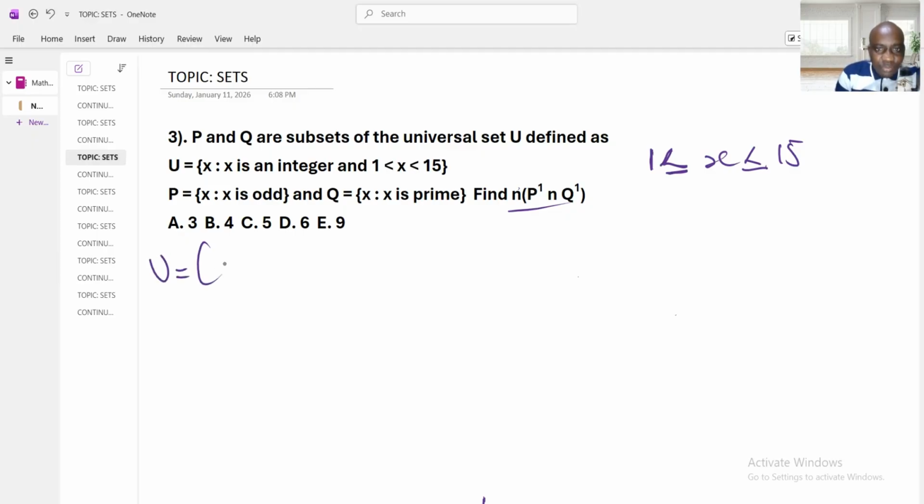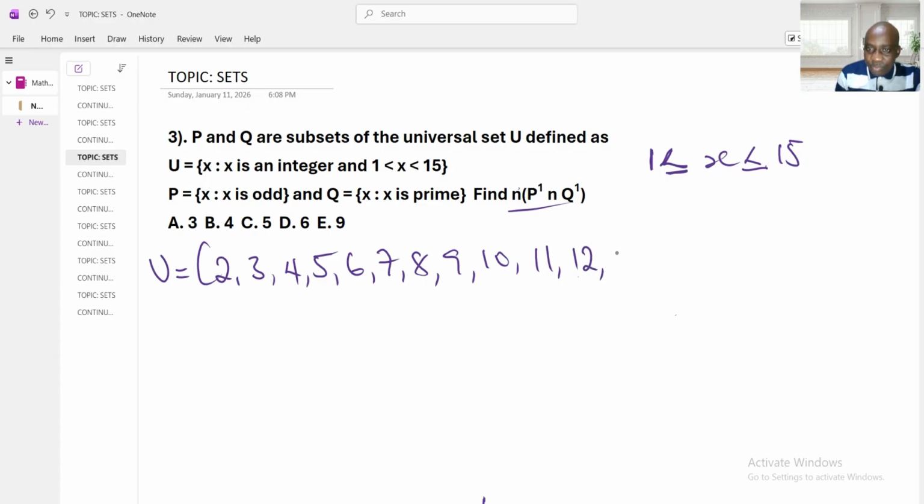Starting from 2, 3, 4, 5, 6, 7, 8, 9, 10, 11, 12, 13, 14. We are going to stop at 14 because X is less than 15. It's not equals to 15 because what you have here is less than, only less than. There's no equals sign.